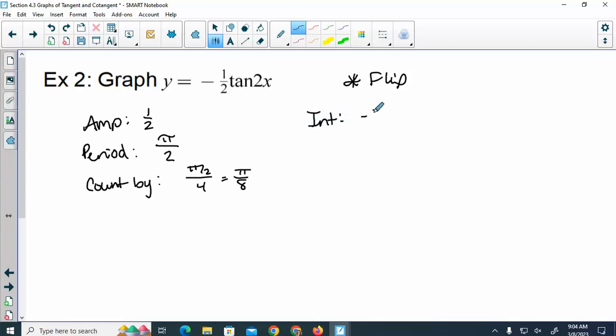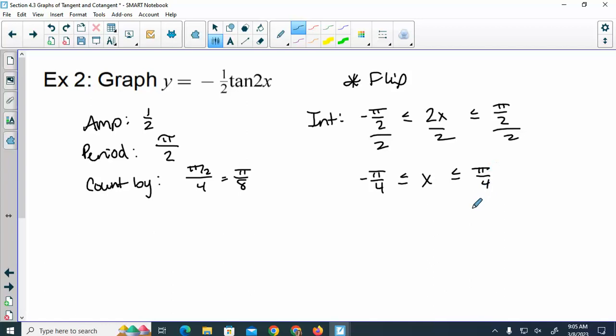It's tangent, so we're going to go from negative pi over 2 to positive pi over 2. Solving for x, so I have to divide everything by 2 or multiply by 1/4. So we get negative pi over 4 less than or equal to x less than or equal to positive pi over 4.